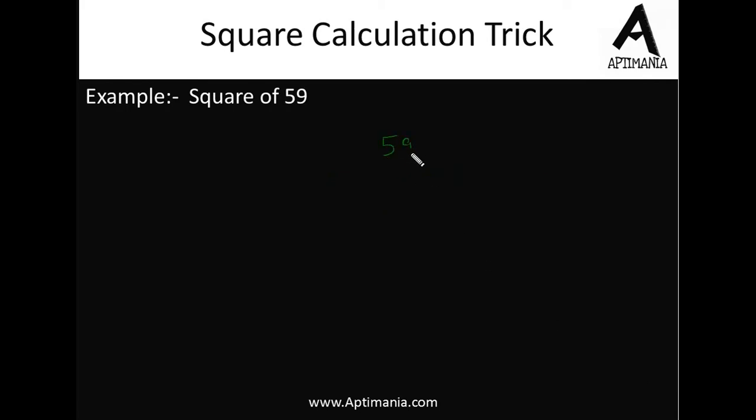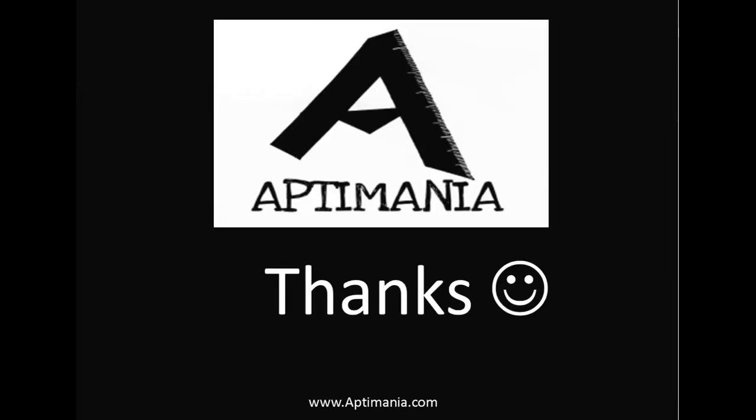Square of 59. Now this is comparatively easy. The difference of this number from 50 is 9. 9 square is 81. Now we'll add 9 to this number. That will make it 68. Divided by 2 is 34. So 59 square is nothing but 3481. So I hope these tricks are clear to you.